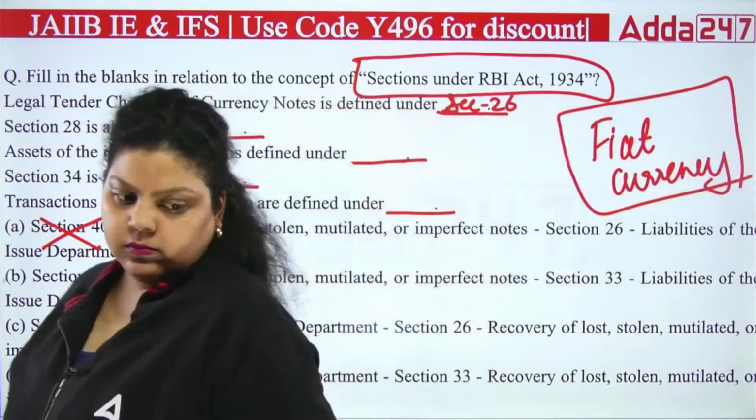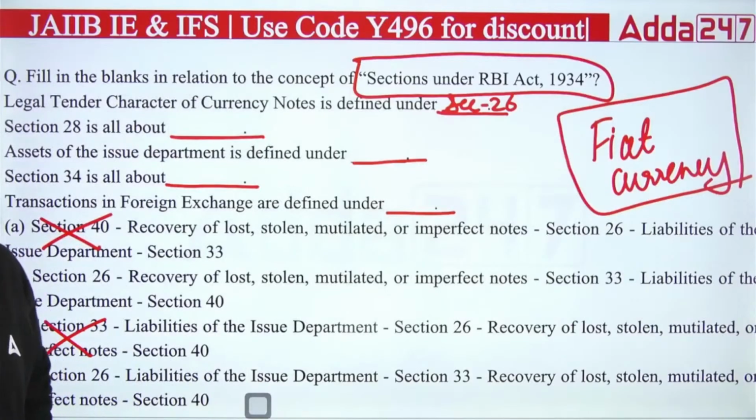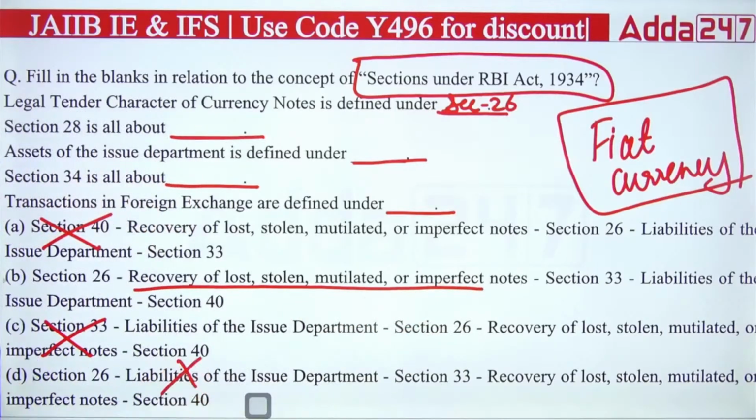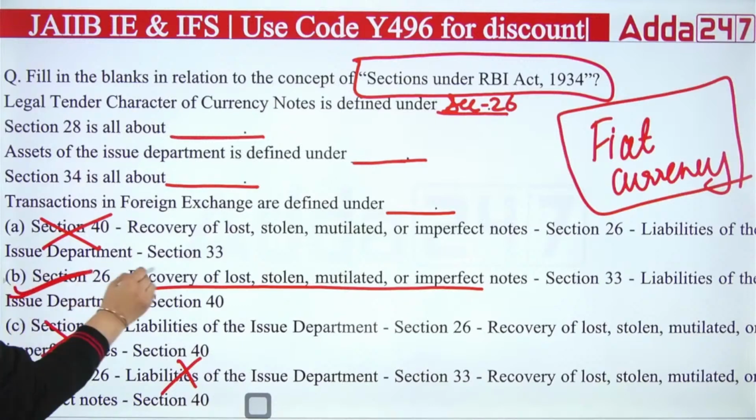Okay. Rest are saying option number B. Okay, done. So, section 26 defines legal tender, character of currency notes. Secondly, section 28 talks about the recovery of lost, stolen, mutilated or imperfect notes, not the liabilities of the issue department. So, the right answer will be B.